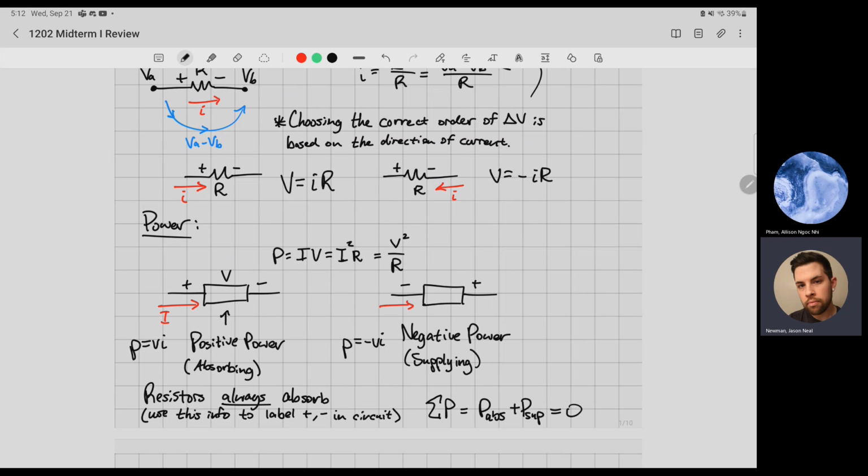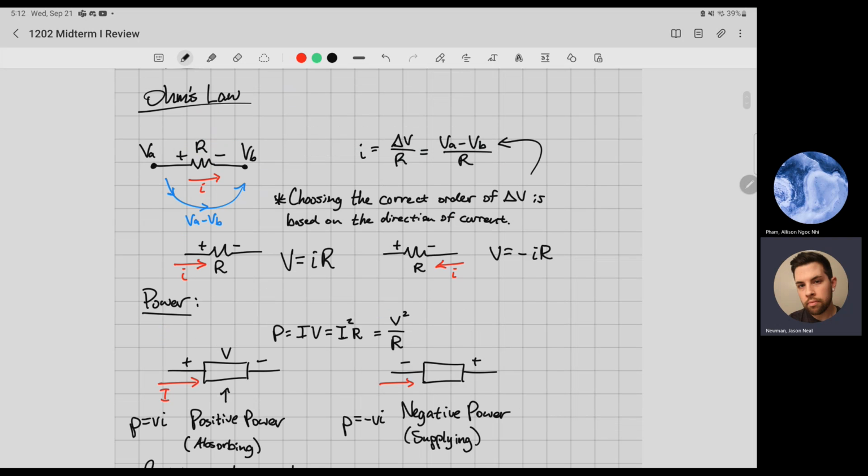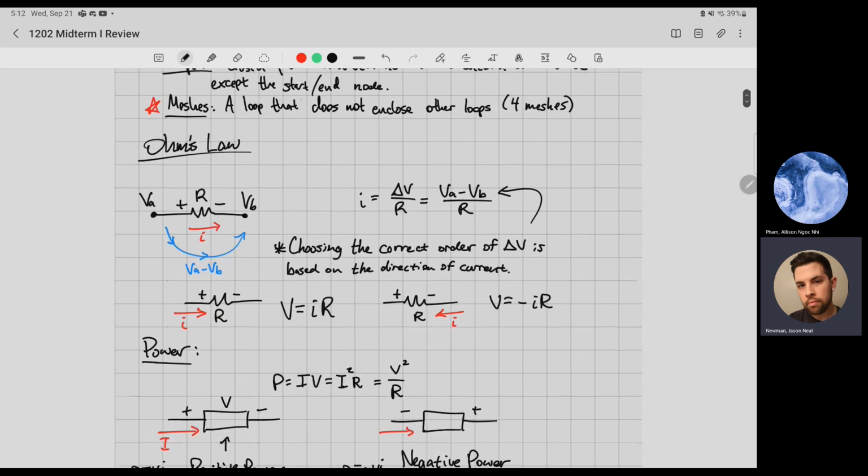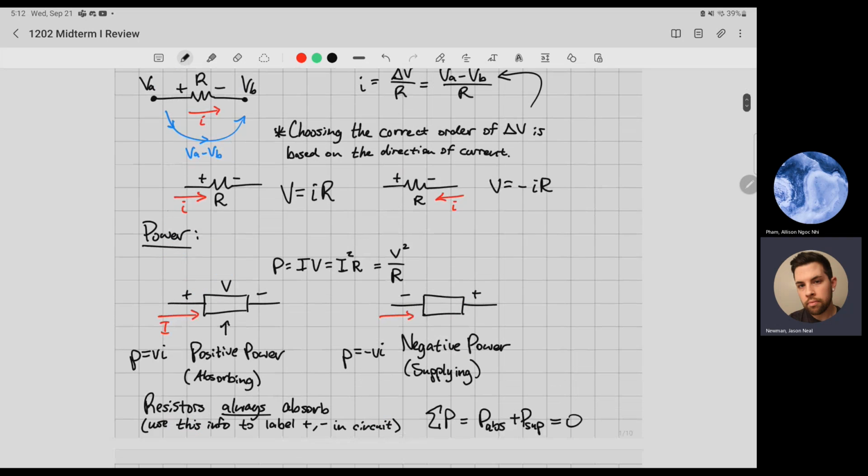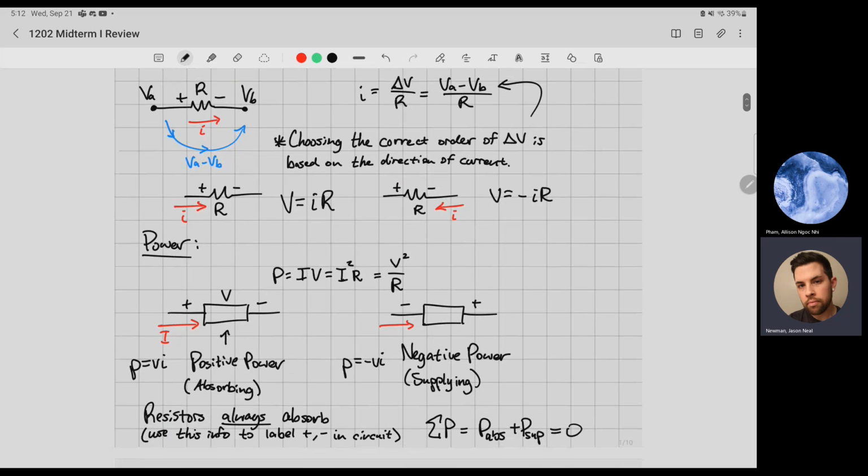Usually you draw out your schematic and you have resistors everywhere and you're like, I don't know how to label this. Just know that resistors always absorb power. They're passive components. That's how you know how to label the plus and minus sign on the thing. And this is just the equation for power, the sum of all power in a system. The power absorbed plus the power supplied must equal 0.